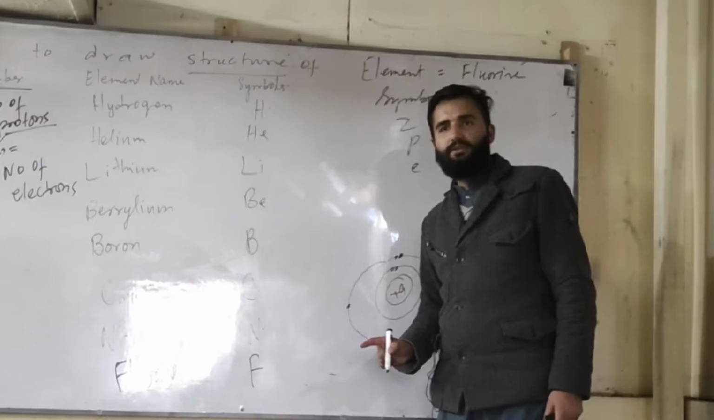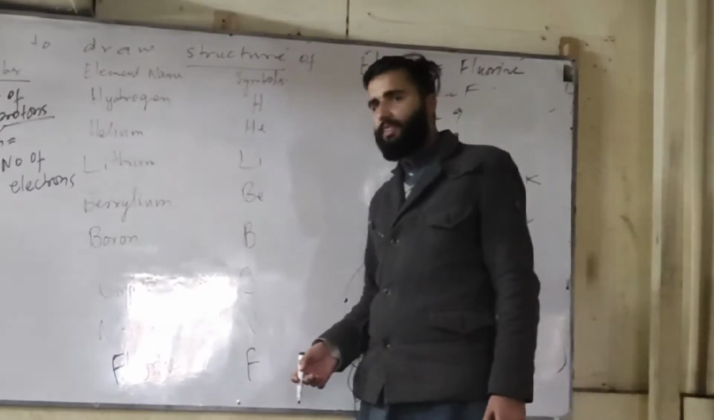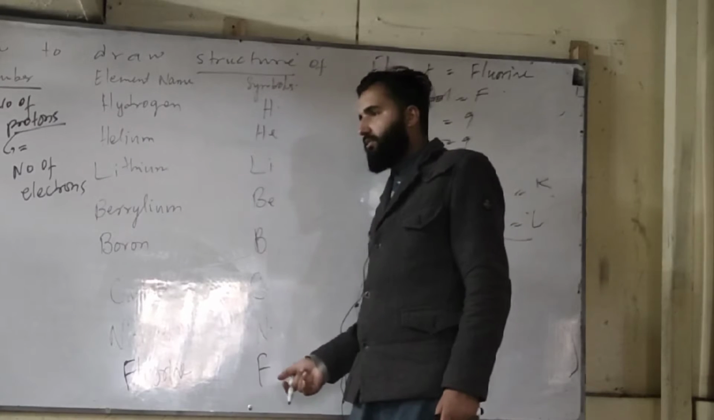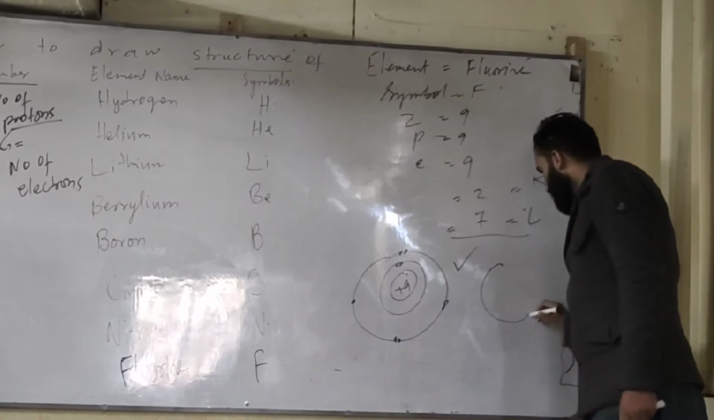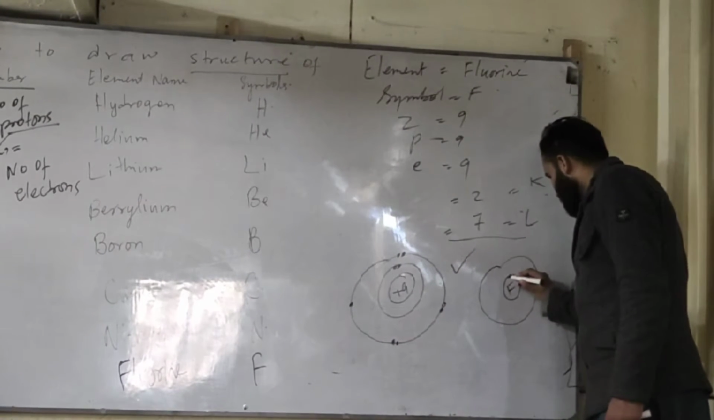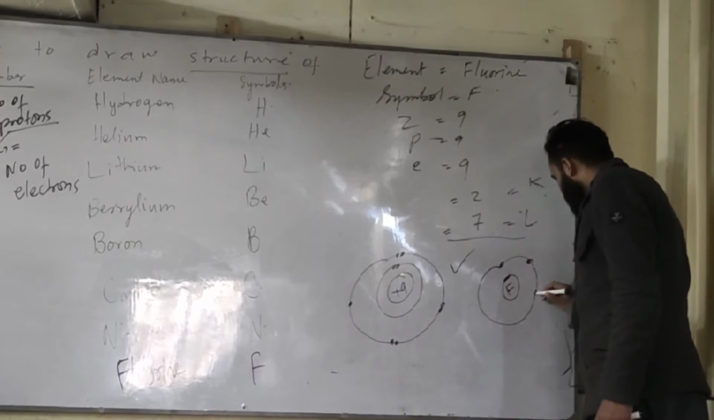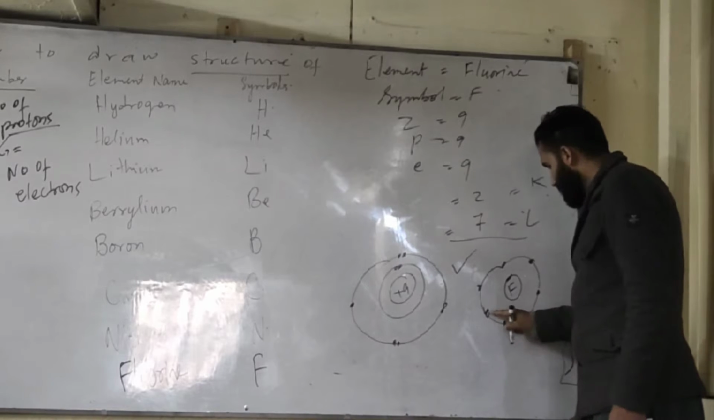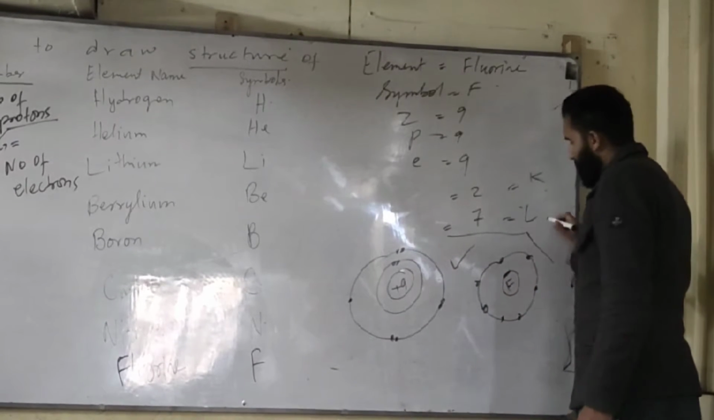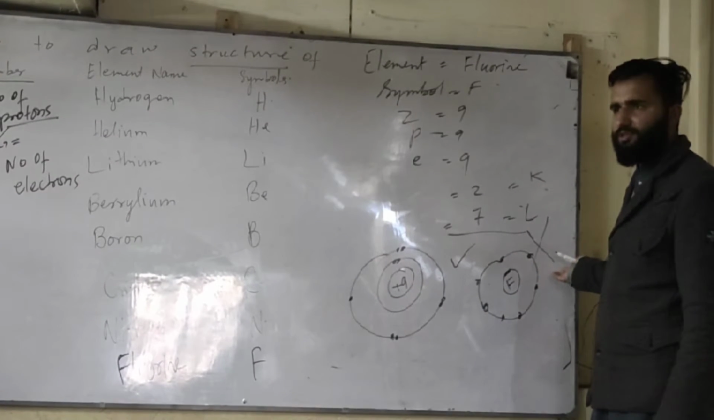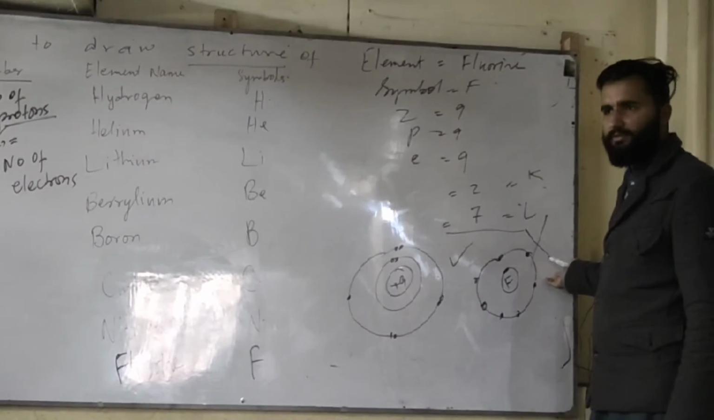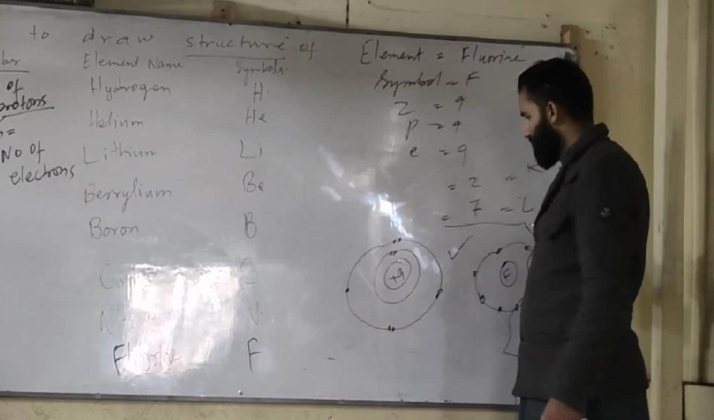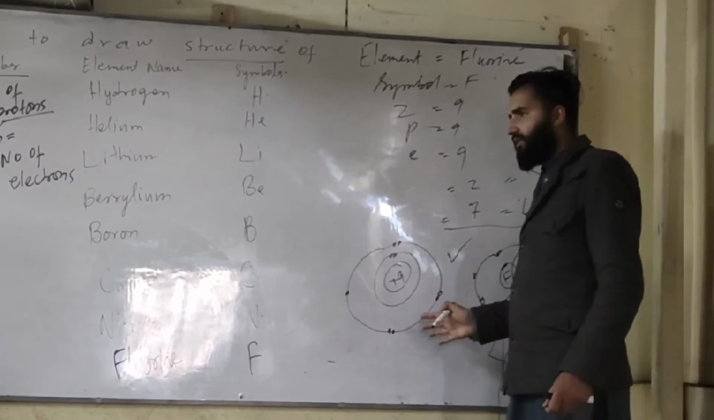Okay, clear? Yes, sir. So some of our students draw the structure of fluorine like this, 1, 2, 3, 4, 5, 6, 8, 9. This is wrong. There is no atom that has such a structure. So you have to draw the structure like this. Okay, sir. Clear?